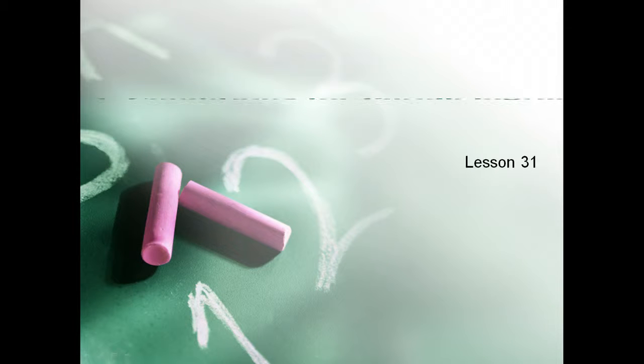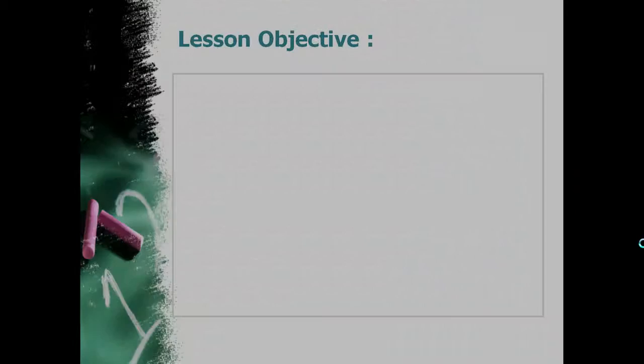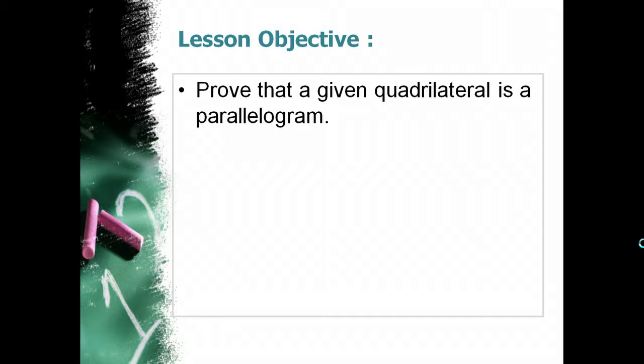Lesson 31, Conditions for Parallelograms. The objective for your lesson is to prove that a given quadrilateral is a parallelogram.